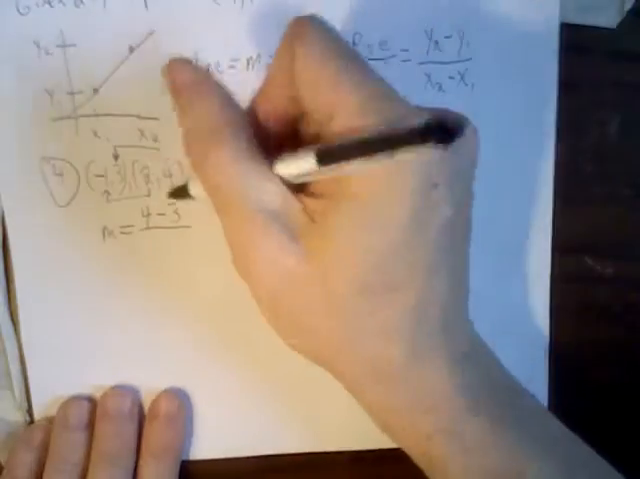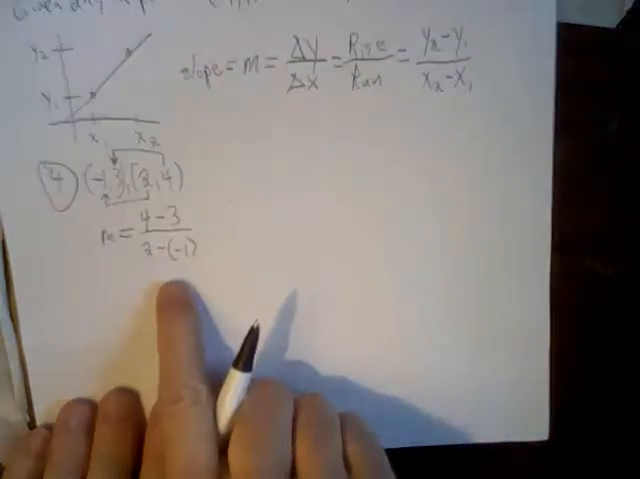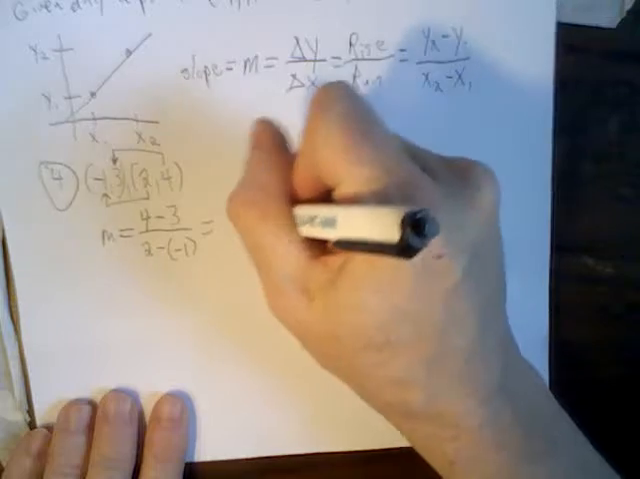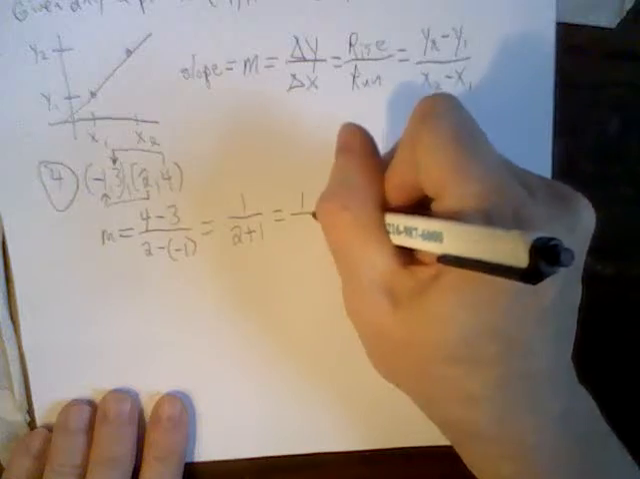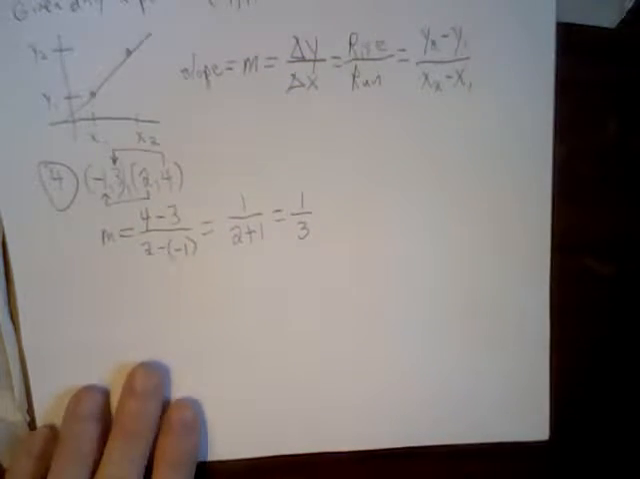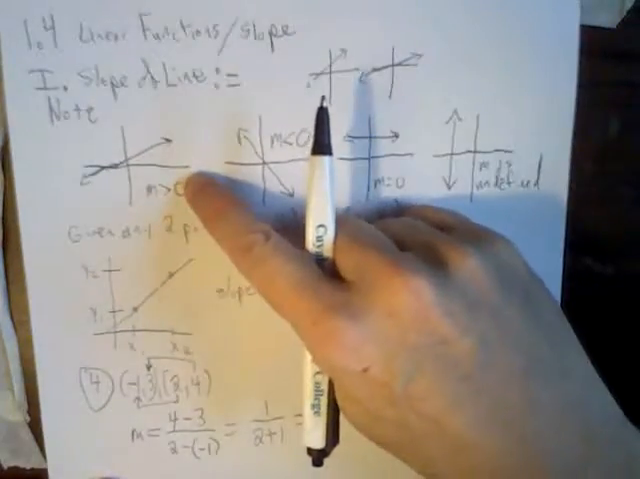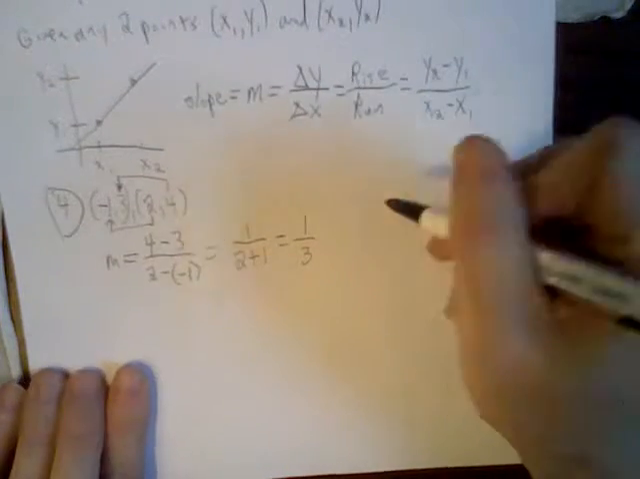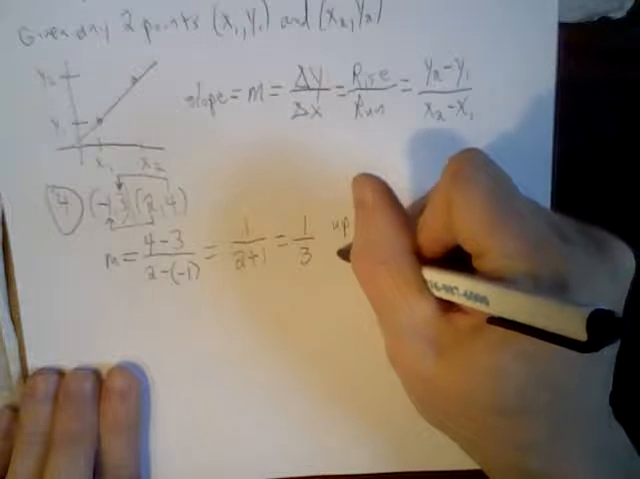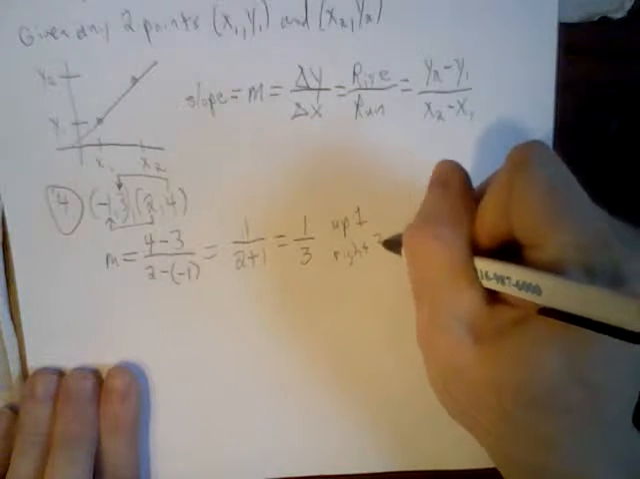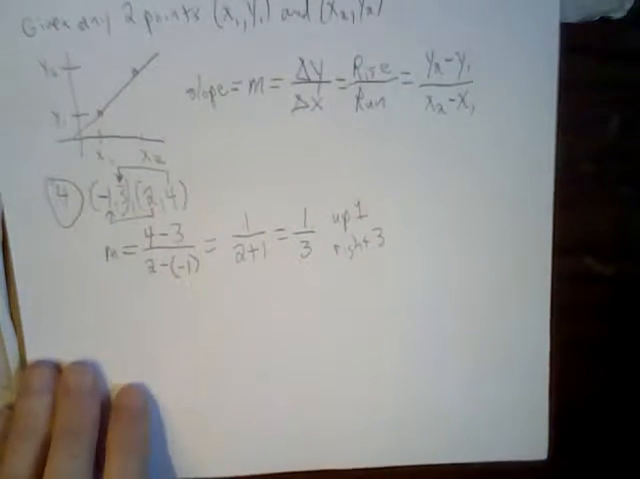Right? So anyways, 4 minus 3 all over 2 minus, and you've got to be very careful with your signs here. 4 minus 3 is 1. Minus minus is a positive, so I have 1 over 2 plus 1, which is 1 over 3. Okay, in terms of these pictures up here, this guy has a positive slope, so it's rising. And generally when we draw it, we're going to say we go up 1 and then right 3. So the top is telling you the up and down, and this is telling you right or left.